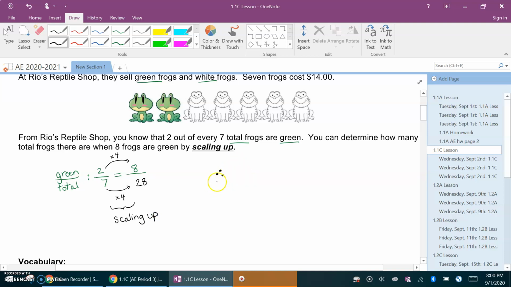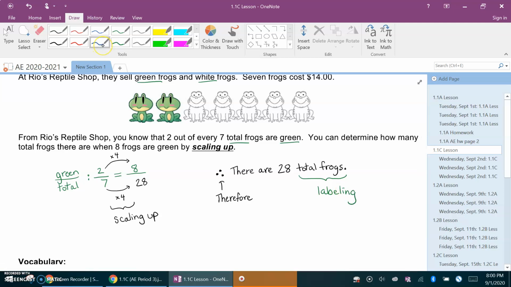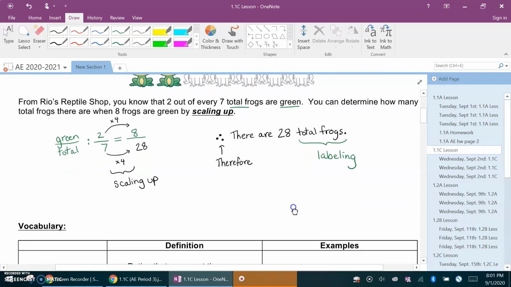So when we answer our question, those 3 little dots just mean therefore, without having to write it out. So you would say, therefore, there are 28 total frogs. And the fact that we put it in a sentence and have the phrase total frogs, that right there is referred to as the labeling. So labeling is really important when you're looking at these problems. At any point, if you need to pause it and go backwards, that's fine. You can totally pause it at any point.